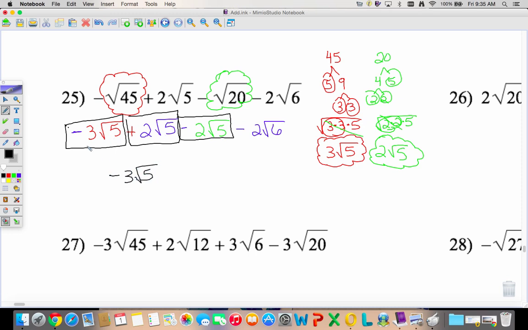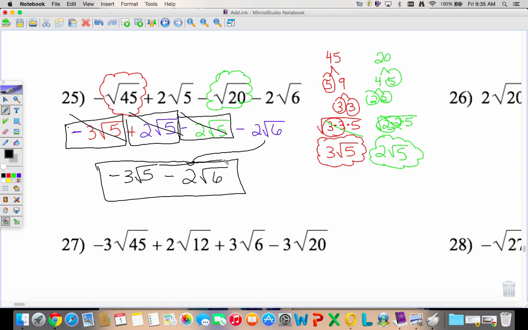When I add this up, negative 3 plus 2 minus 2, we end up just getting negative 3. And what we're combining here are these square roots of 5's. So all of those are gone. And then we're going to go ahead and bring down what we had left in the back, and that's just going to be minus 2 square roots of 6. So this right here will be your final answer. Negative 3 square roots of 5 minus 2 square roots of 6. Alright, and so that is it.